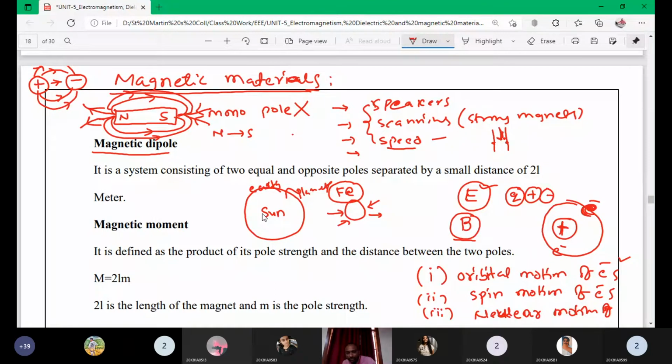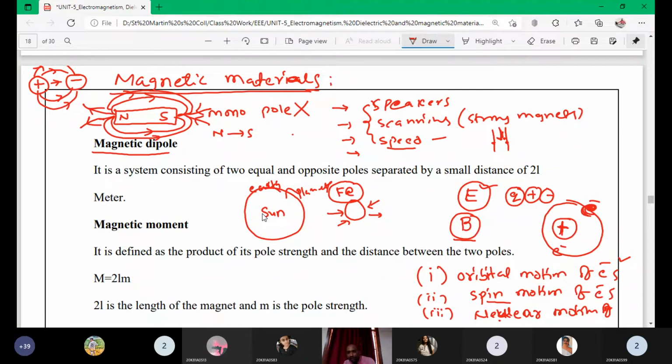Next one, spin motion of the electron. Generally, electrons will spin also. That means they revolve, and they also rotate on themselves. So because of the spin also, there is a magnetic field.